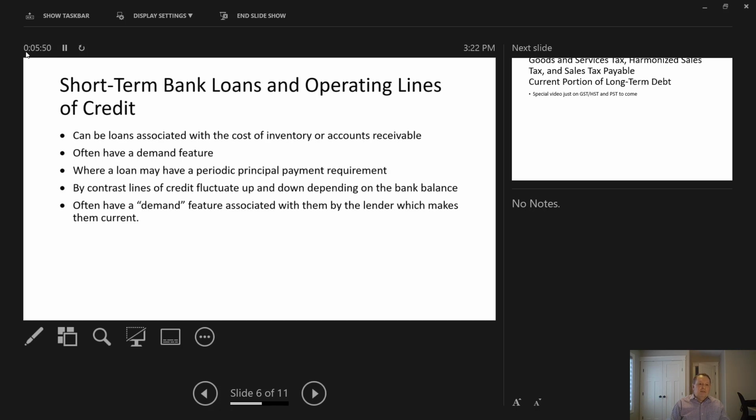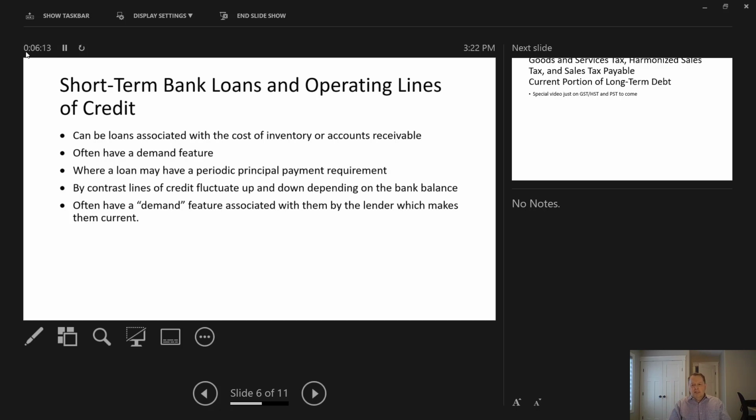Now, short-term bank loans and operating lines of credit are very interesting too. And again, real-world stuff. This happens. You can have bank loans that are for a specific amount, and they'll be short-term in nature. But they're short-term in nature because often they have a demand feature to them. So let's go through an example here.